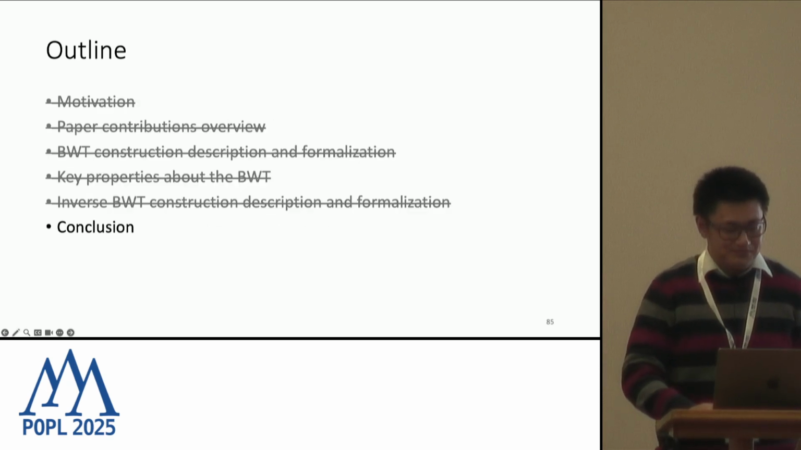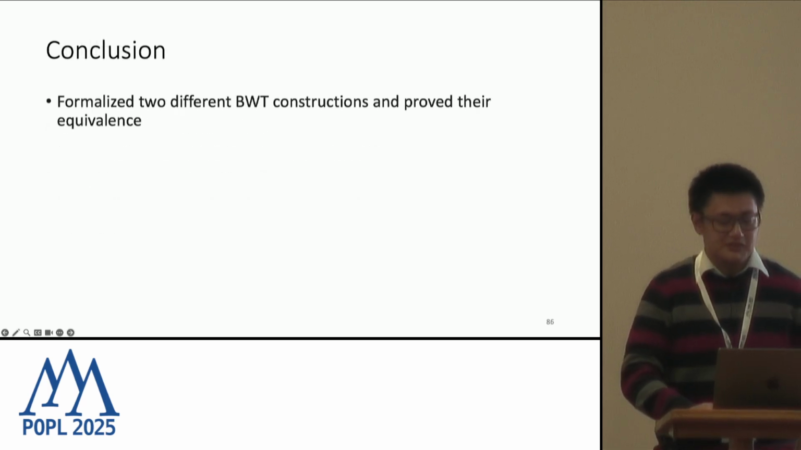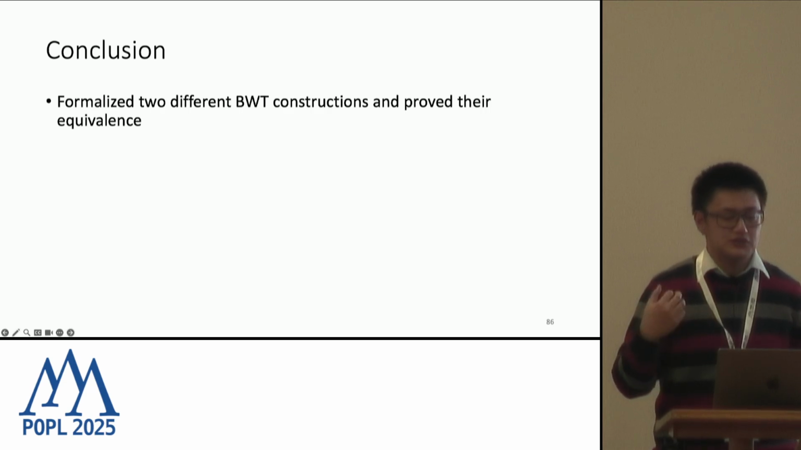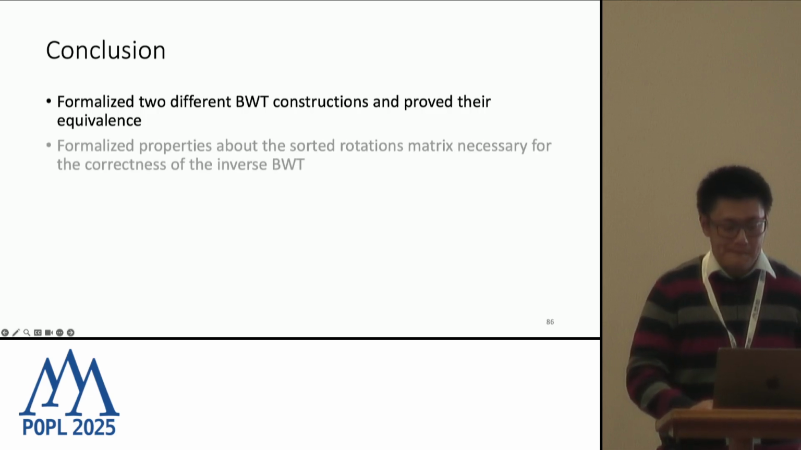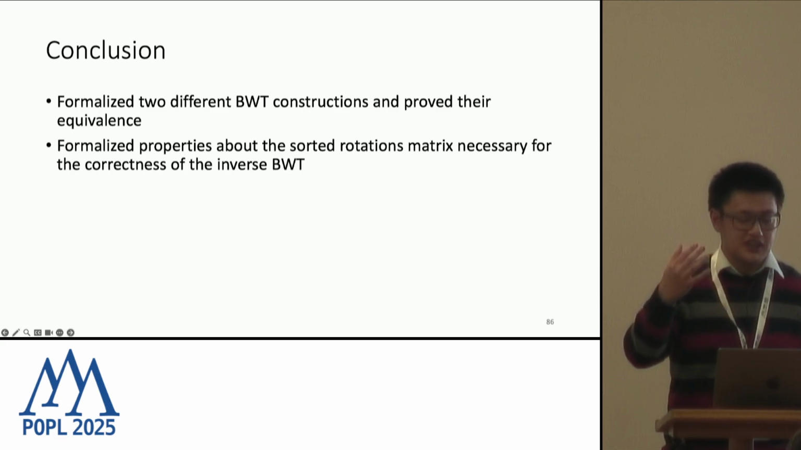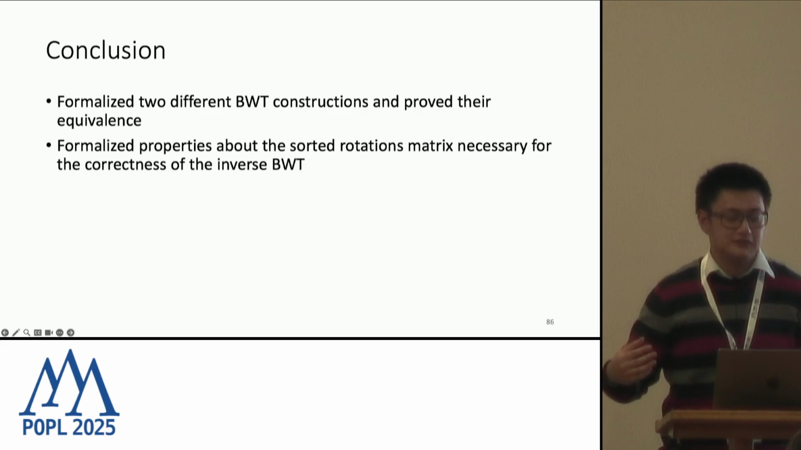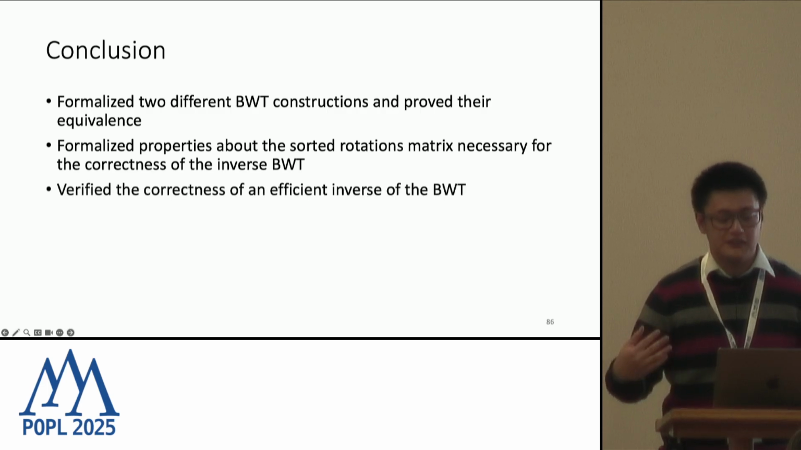And so, in conclusion, what we did was formalize two different BWT constructions and prove that they produce the same result. Then we formalized some key properties about that rotations matrix, which are necessary for the correctness of its inverse. And then finally, we verified the inverse itself.